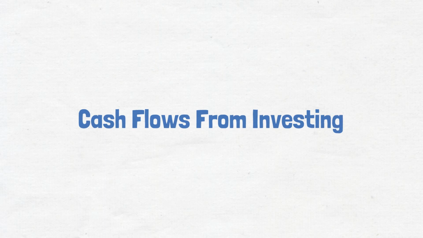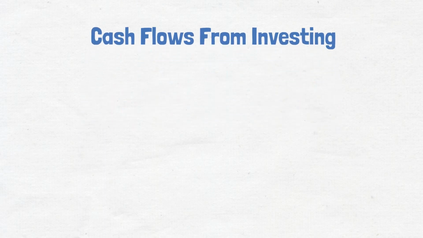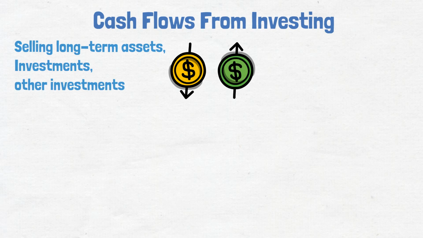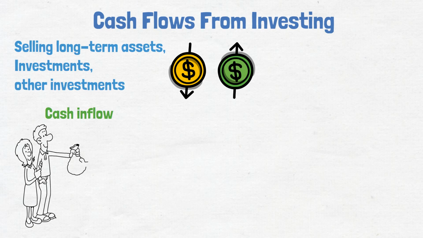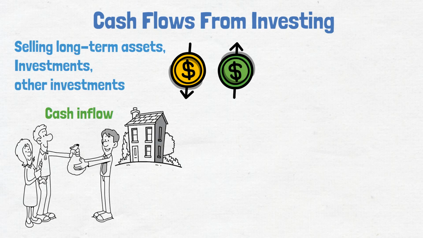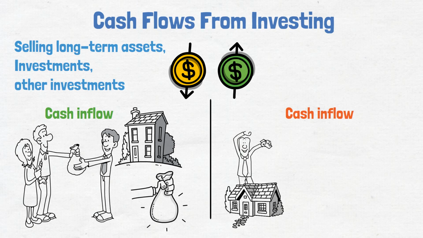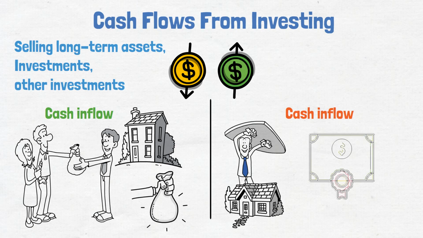Cash flows from investing. Cash flows from investing is a section in the statement of cash flows that reports the cash inflows and outflows related to purchasing and selling long-term assets, investments, and other investments not considered cash equivalents. Examples of cash inflows from investing activities include proceeds from the sale of property, plant, and equipment, proceeds from the sale of investments in securities, and cash collected from loans made to other entities. On the other hand, examples of cash outflows from investing activities include purchasing property, plant, and equipment, purchasing investments in securities, and lending to other entities.